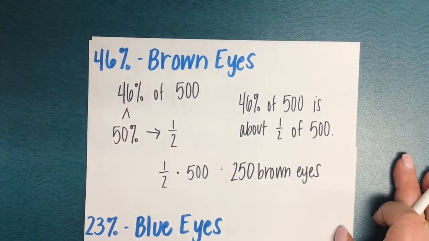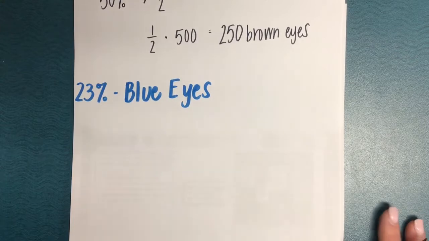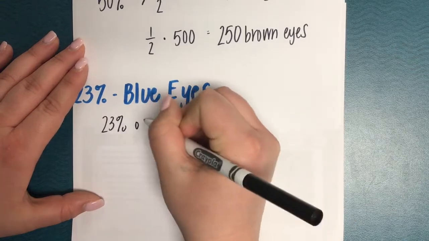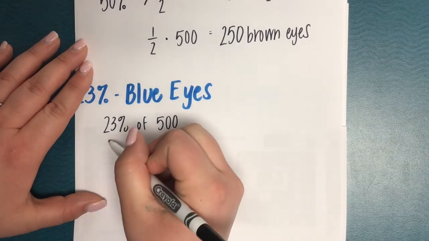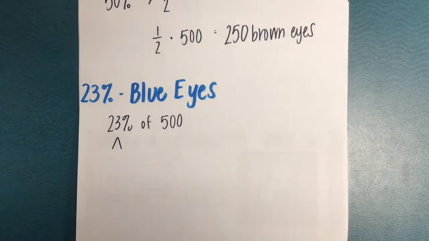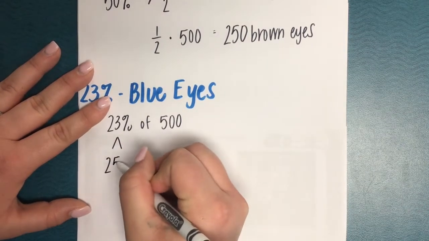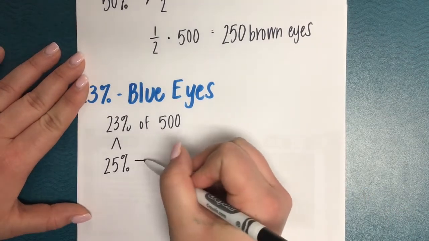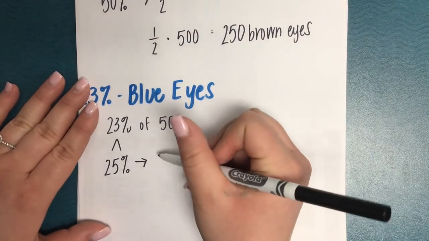Okay, so then the next part of the problem is to figure out about how many have blue eyes. So we're going to come down here. We're going to estimate 23% of 500. Okay, and thinking about 23%, we would round 23 to what number? Yep, we would round 23 to 25, okay? 25% is equal to what fraction? 25% is equal to 1/4.